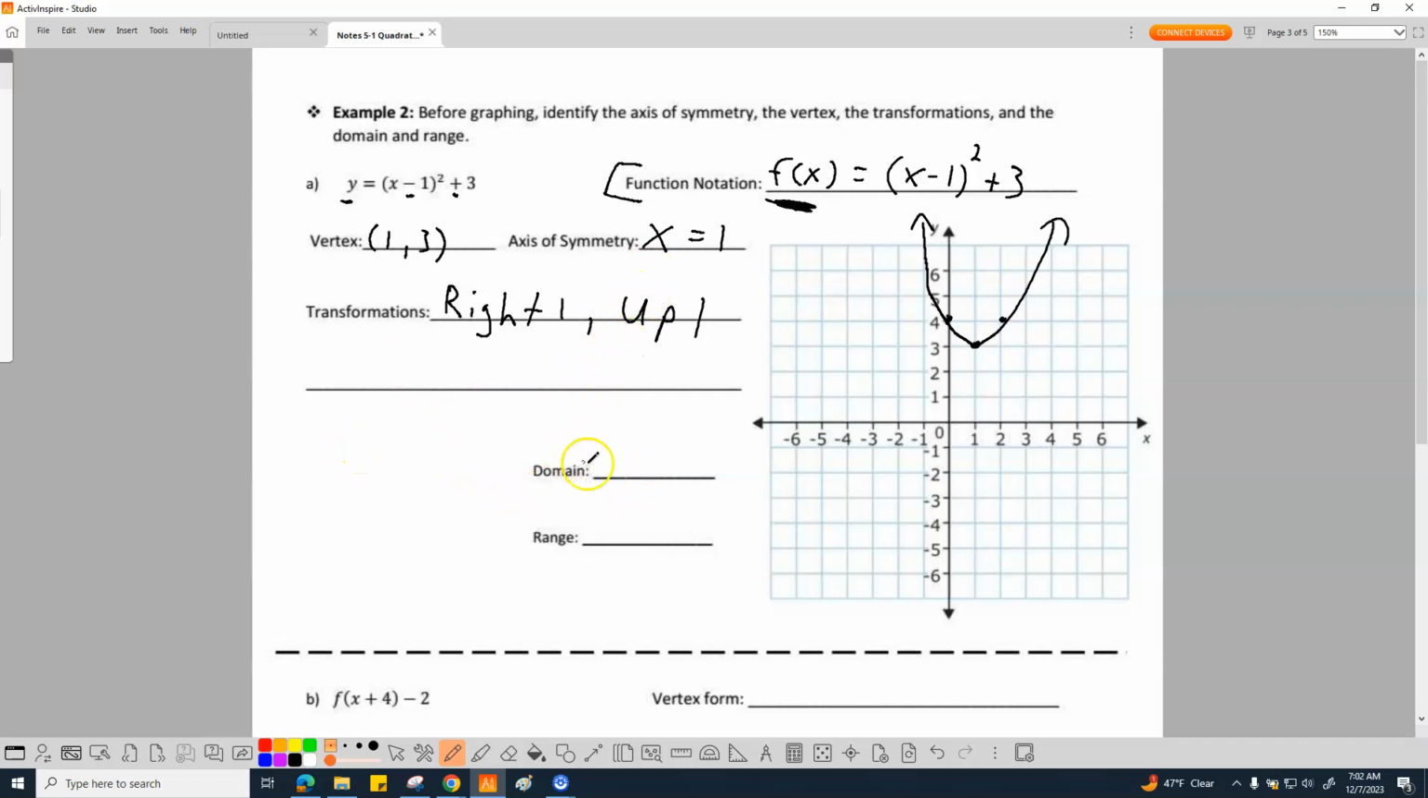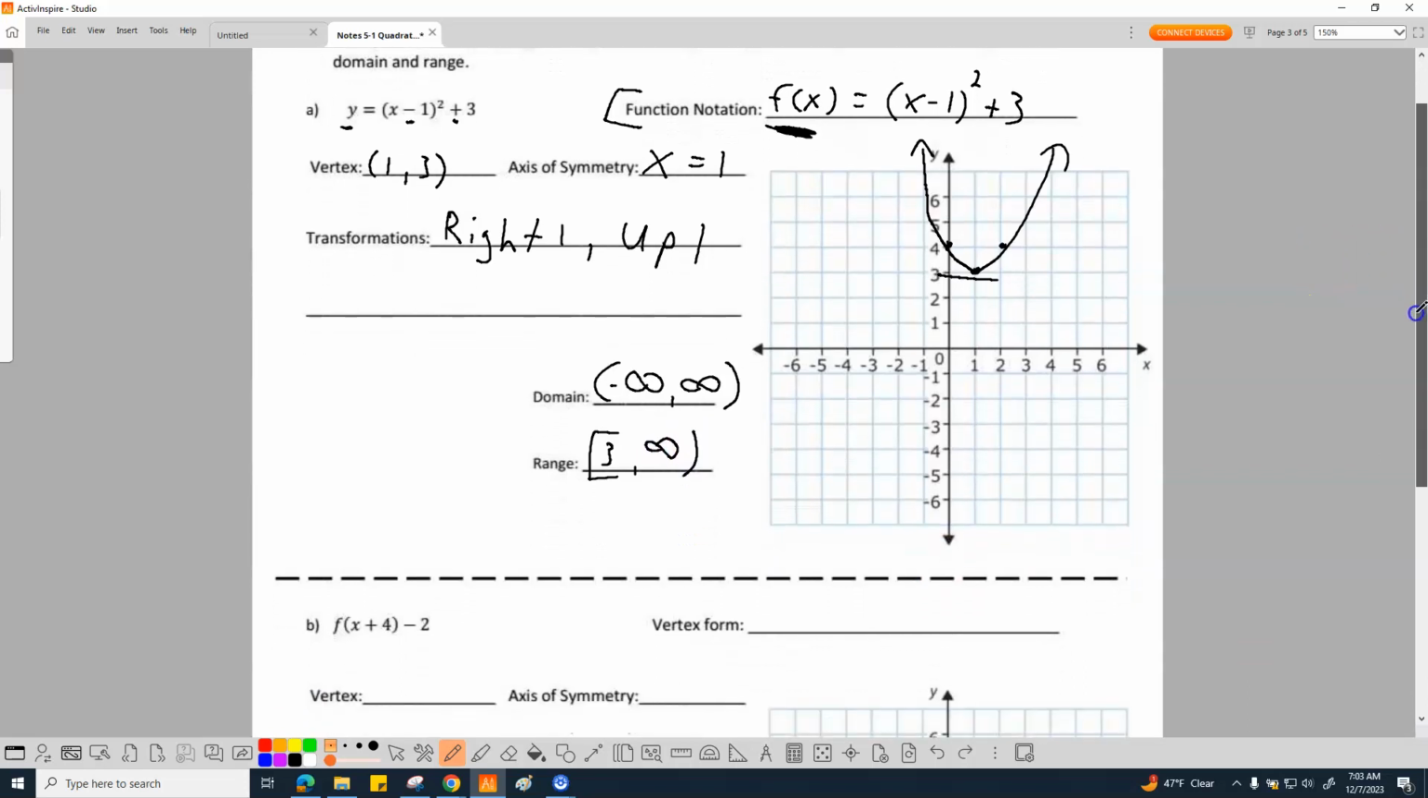Domain. The domain is going to be all reals every time. The domain is the same all the time, all reals. I prefer notation like this. I think interval notation is my favorite. Range, you look at the y values, guys. Where are we starting on the y? And remember, y's are up and down. We're starting at 3. So it starts and includes 3, and then it goes all the way up to positive infinity. Boom. That's that.